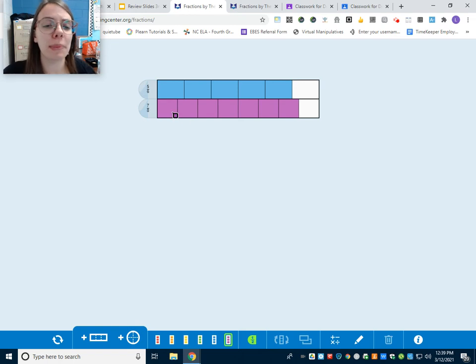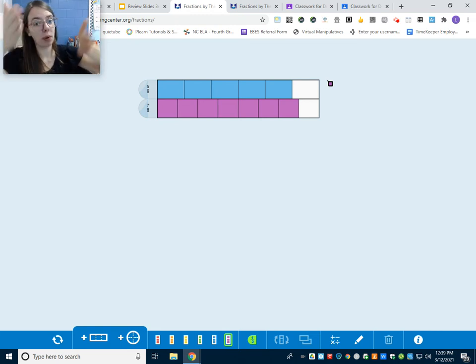And that makes sense because if this whole is broken into 8 equal parts, those 8 parts are going to be smaller than my 6th pieces would be. Because if this whole is split into 6 equal parts, those parts are going to be greater than the eighths because it's not being split into as many pieces.